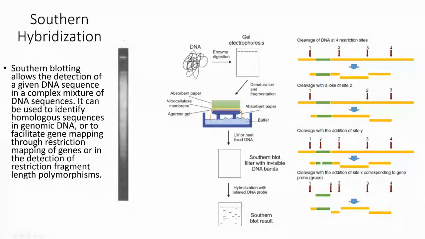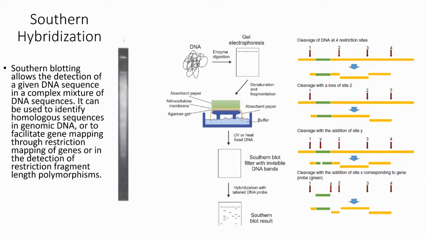One of the important applications of hybridization is Southern hybridization. Southern blot allows the detection of a given DNA sequence in a complex mixture of DNA sequences. So it can be used to identify homologous sequences in genomic DNA or to facilitate gene mapping through restriction mapping of genes. Okay, that's the Southern blot.